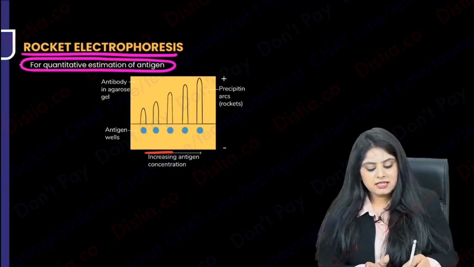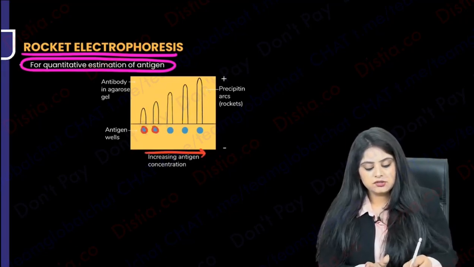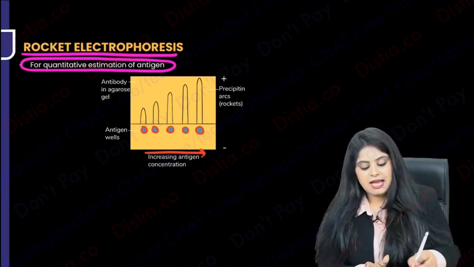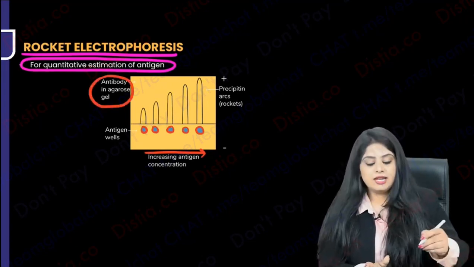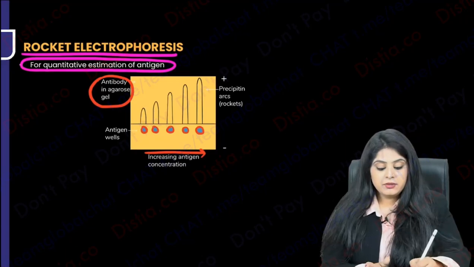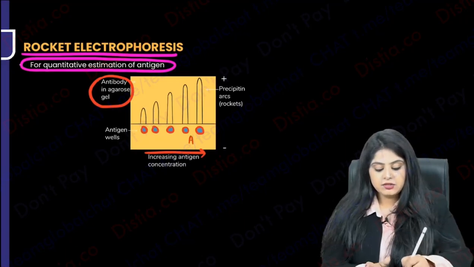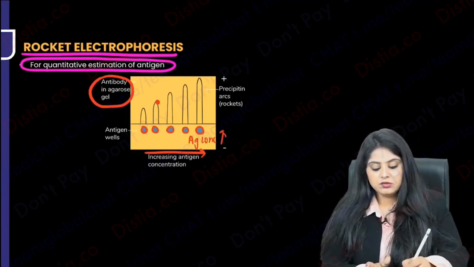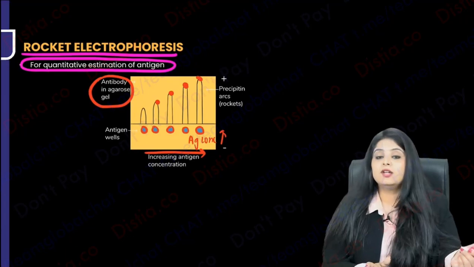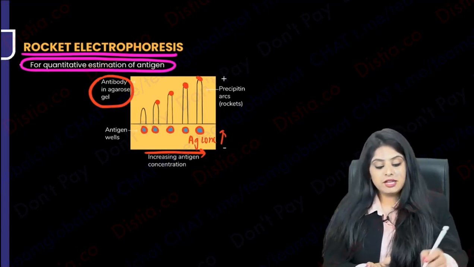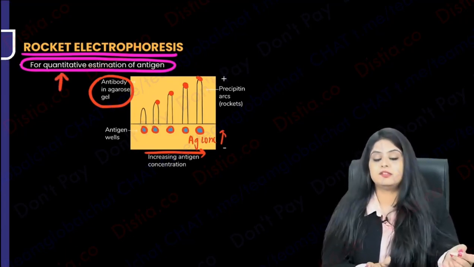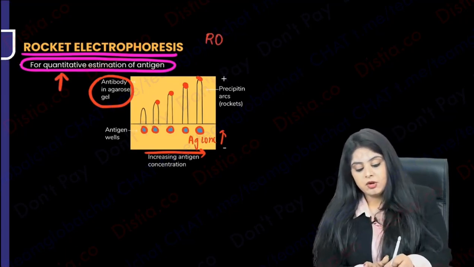You will keep the antigen in increasing concentrations, and you will add the antibody in the agarose gel, and you will be able to see that as your antigen concentration is increasing, the rockets are also increasing. So this helps you in doing the quantitative assessment. So remember, when we talk about rocket electrophoresis, the rocket is going to help you in the quantitative estimation.